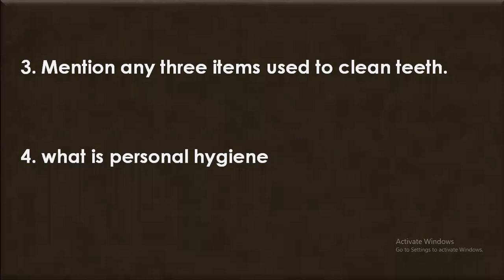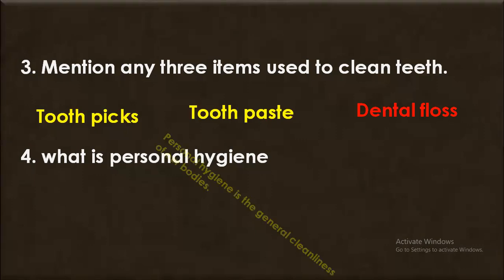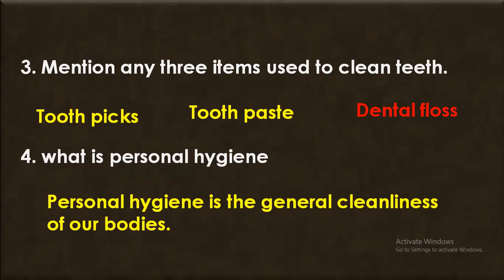Mention any 3 items used to clean teeth. Let's say we have toothpicks, we have seen them. We have the dental floss, we have also seen that one. And then finally, we have toothpaste. Now, our last question of the day is, what is personal hygiene? Okay, personal hygiene is the general cleanliness of our bodies. Remember, I emphasize the spelling and pronunciation of the word cleanliness.